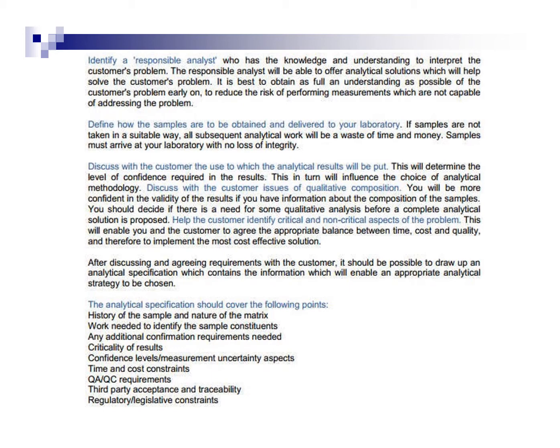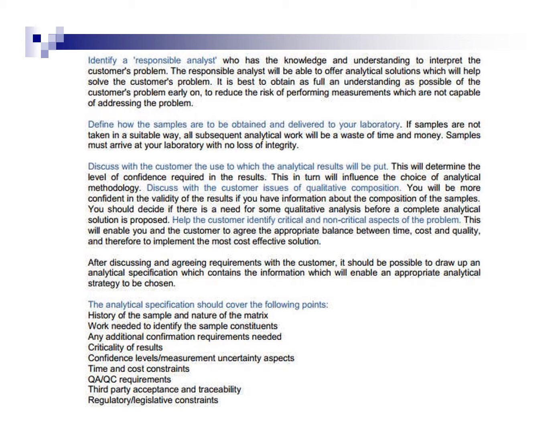And after discussing and agreeing the requirements with the customer, it should be possible to draw up an analytical specification which contains the information and will enable an appropriate analytical strategy to be chosen. So the analytical specification should cover the following points. Basically, class, the history of the sample and nature of the matrix is very, very important, and work needed to identify the sample constituents and any additional confirmation requirement.